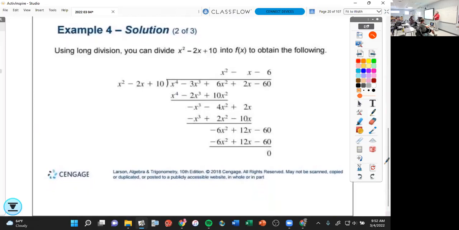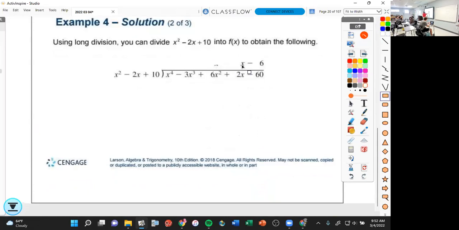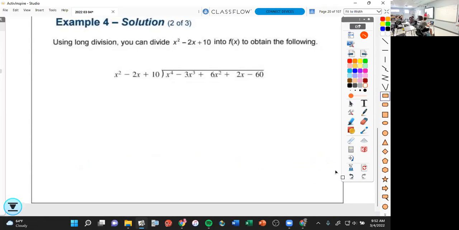Here's some long division. You cannot use synthetic division when you're dividing by a quadratic, okay? My original polynomial is x to the 4th minus 3x cubed plus 6x squared plus 2x minus 60. Again, I don't like the way they do this, so we're going to redo this real quick. Y'all could probably use the extra practice on long division, right?